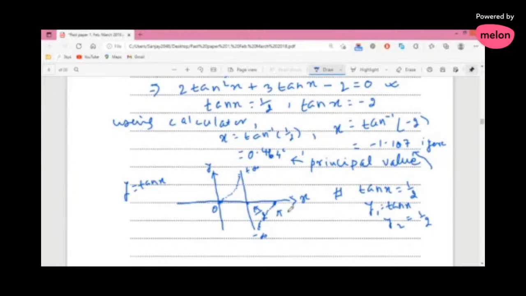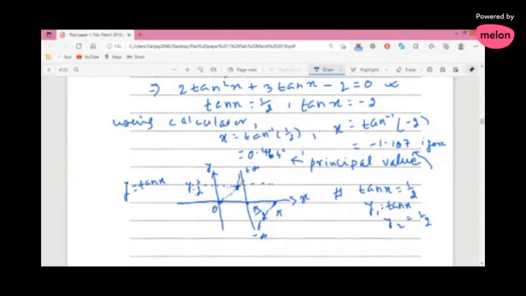Here again you can see that another line is y equals half, and the point of intersection between this line and the curve is at some point over here. From this you can see that the first intersecting point is in fact the principal value, and this value we have found as 0.464.